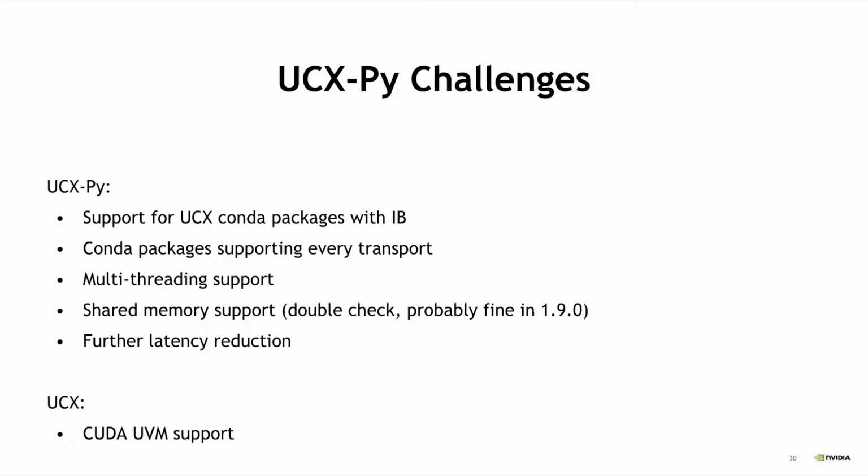And further latency reduction: we did a lot of improvements on the Python API, but there's still more room for improvement there. And on the UCX side, what we would really like to see is CUDA UVM support. I think there's some work ongoing, but this is probably the number one feature asked for by Dask users and UCX-Py users in general, because today we cannot enable managed memory because of the lack of UVM support in UCX.